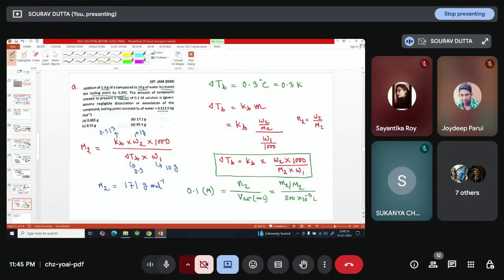The mass of the solute we don't know, we have to find it out. But the capital M2, the molar mass, we already know, because we found it earlier. Capital M2 is 171 gram per mole. The volume is given, 0.1 is given, so only the mass of the solute is unknown, and you will get the corresponding answer, 8.55 gram. Option C is the correct answer. Okay. Next.